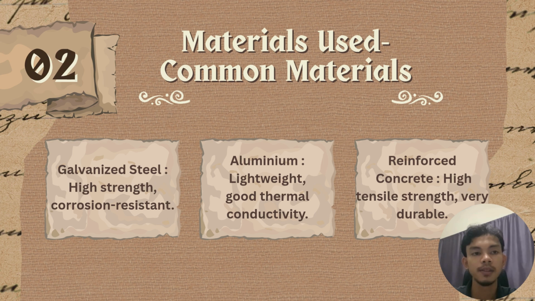Next is aluminium. This material is lightweight and has good thermal conductivity. It's typically used for the traffic light housing to help with heat dissipation from internal electronic components. Lastly, reinforced concrete, especially for the base foundation. It offers high tensile strength and is very durable, supporting the entire traffic light structure effectively over time.